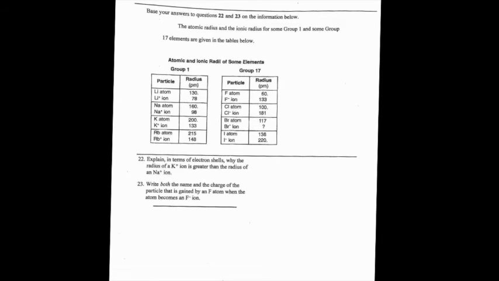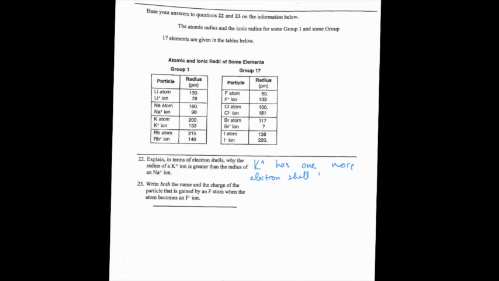Alright, now we're on to the last page where we see a chart with given values of two different groups of atoms. So in 22, we have to explain in terms of electron shells why the radius of a K plus ion is greater than the radius of an Na plus ion. So why? In terms of electron shells.